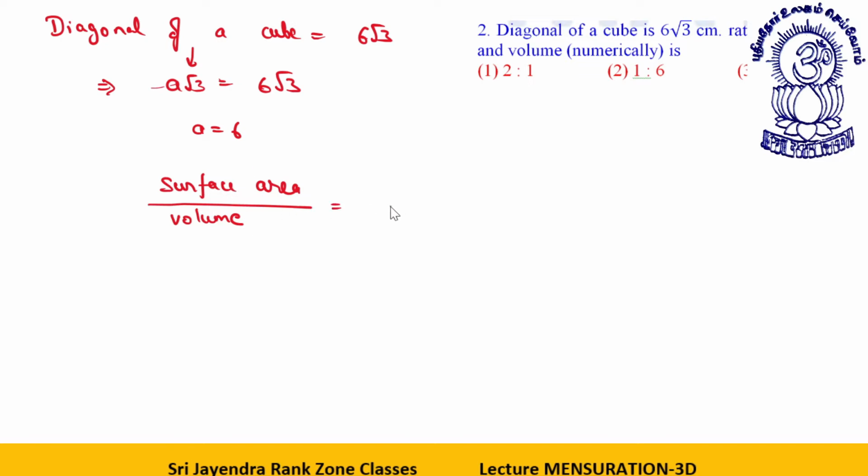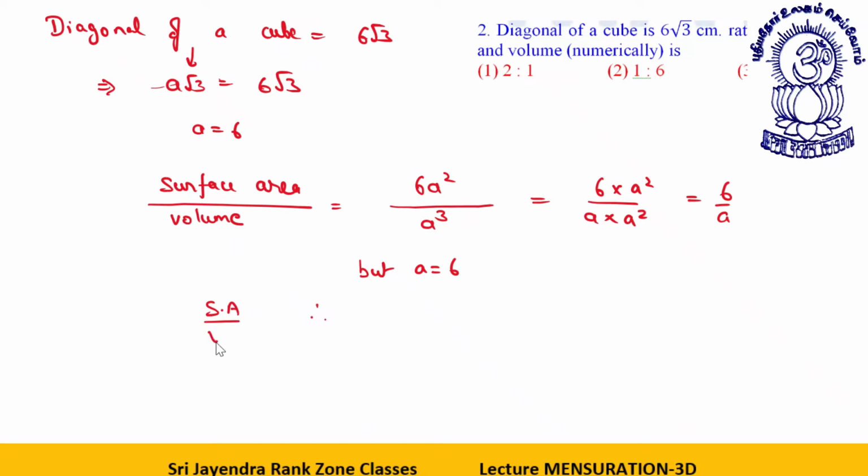So what is the surface area? Surface area is 6 a square and volume is a cube. So this is like 6 into a square upon a into a square is equal to 6 by a. But a is equal to 6. Therefore, surface area upon volume is equal to 6 by 6, or 1 is to 1, which is option number 3. That is your answer.